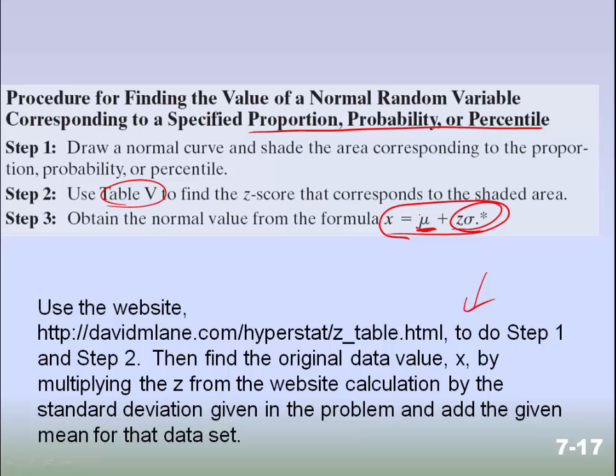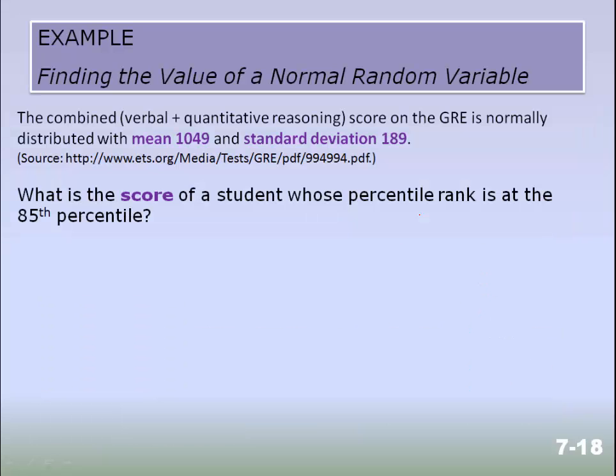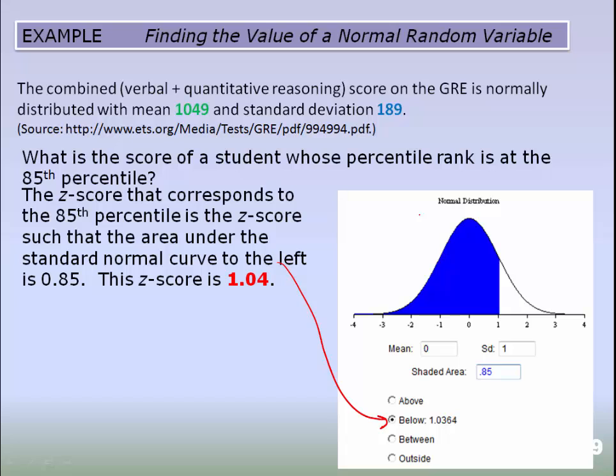So turning back to the GRE data, with the mean of 1,049 and standard deviation of 189, what is the score of a student whose percentile rank is at the 85th percentile? So this time they're giving you the percentile and asking you what did that student have to score to get in the 85th percentile.